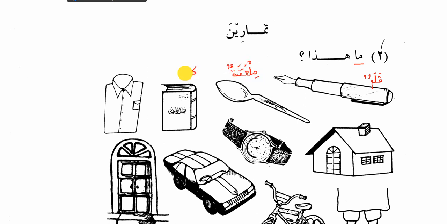ملعقة. كتاب. قميص. قميص. Then بيت. Then الساعة. Then سيارة. سيارة. باب. You can write al babu also, but I'm writing all in nakira.